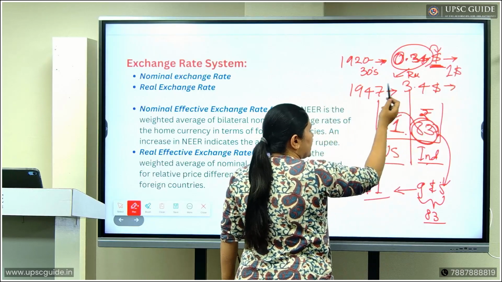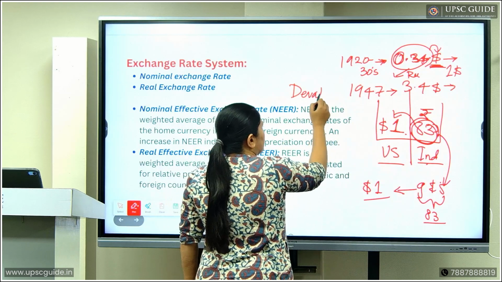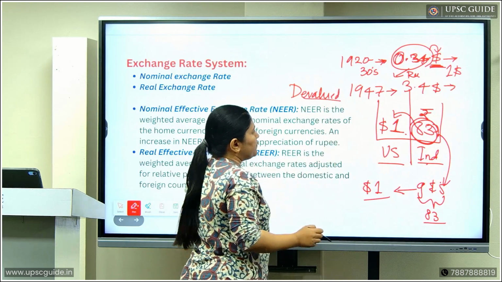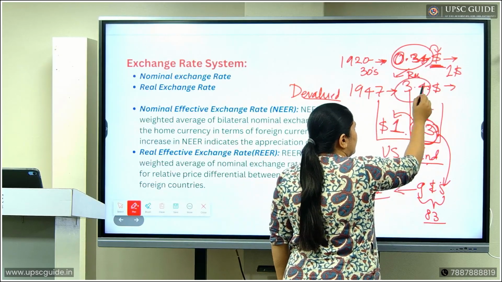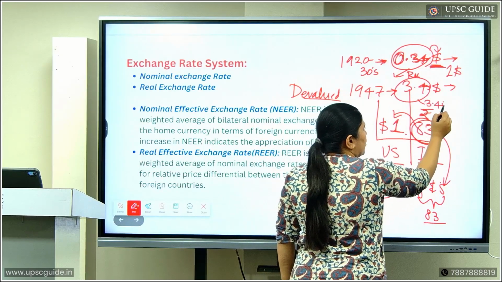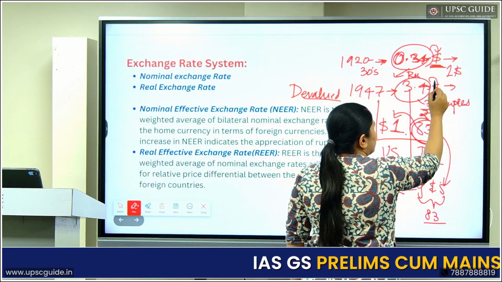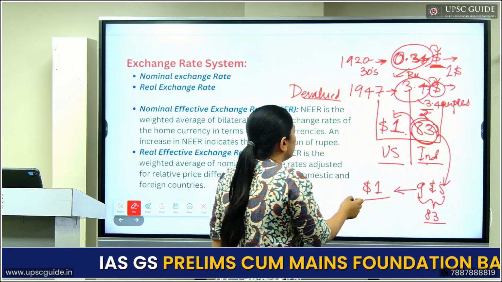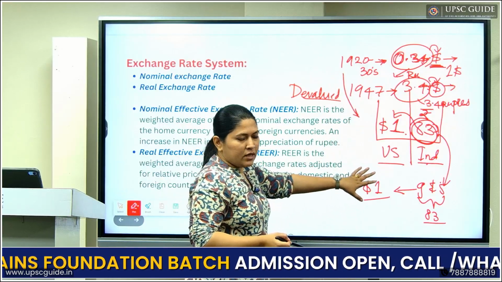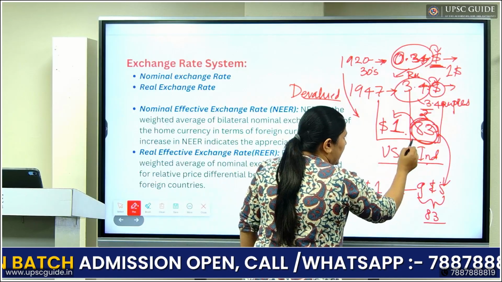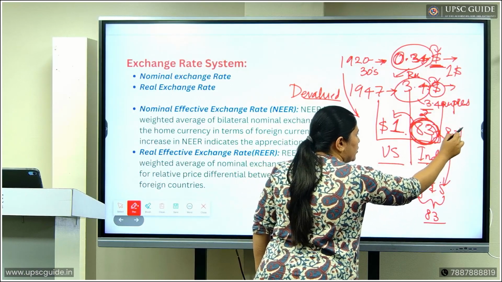Now this got increased. That is, the Indian rupee was devalued. Devalued मतलब क्या? महंगा हो गया. For $1 we have to pay 3.4 rupees. So this is the cycle which we are seeing since the last century, and in the present decade we are above 80 rupees.